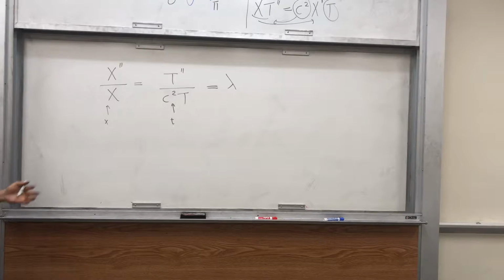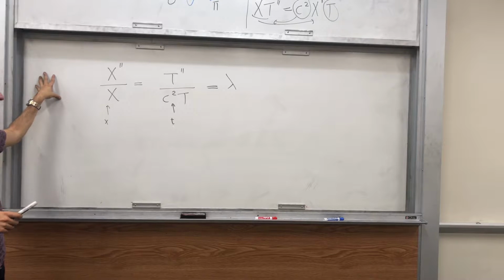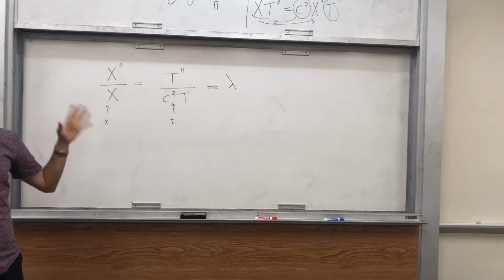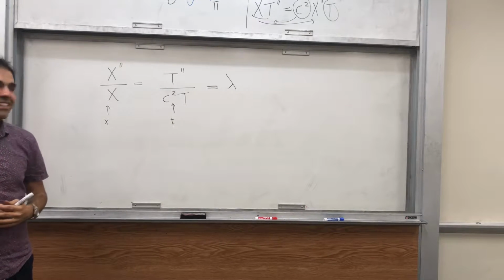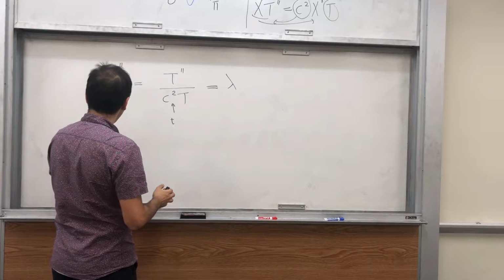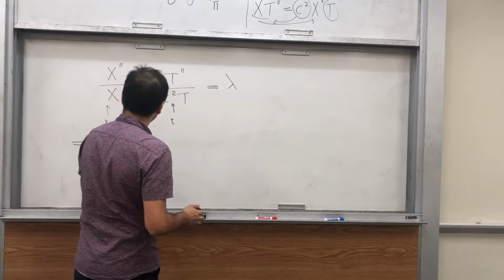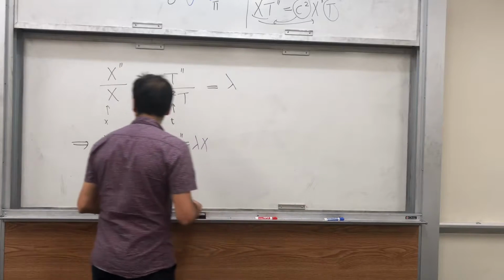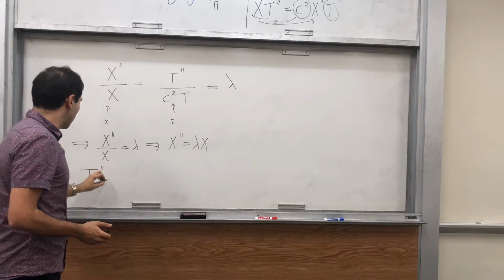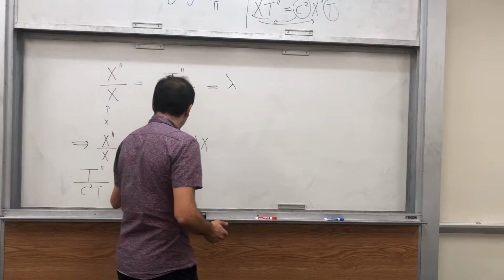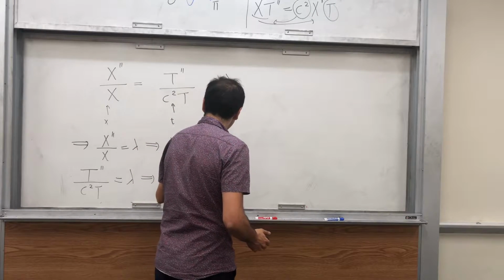Or if you're not convinced, call this quantity f of x comma t. We find that the t derivative is 0 and also the x derivative is 0. So f, whatever that quantity is, is constant. And from this we get two different equations. On the one hand, X double prime over X equals lambda, so X double prime equals lambda X. On the other hand, T double prime over c squared T is also lambda, so T double prime equals c squared lambda T.